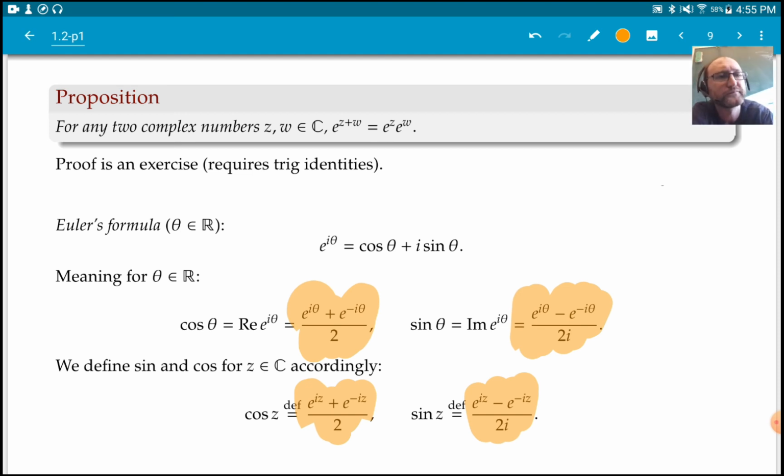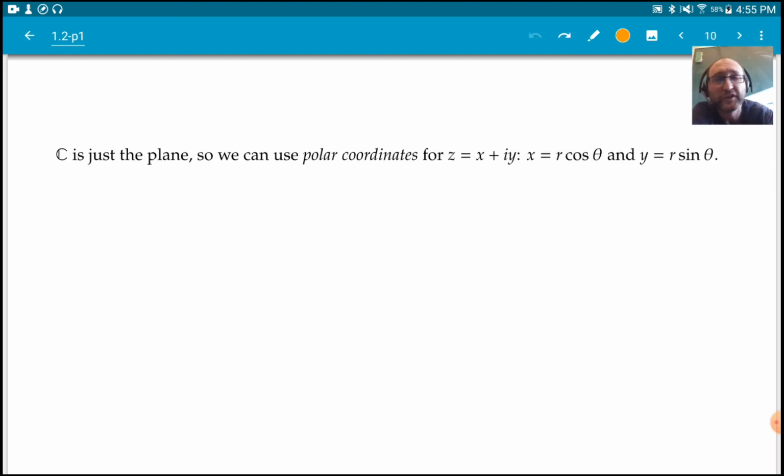All right. So technically, we want to look at, in terms of the exponential as well, polar coordinates for the complex plane. If you remember from calculus, polar coordinates are where, if you have Cartesian coordinates x and y, you set x to be r cosine theta and y to be r sine theta, right?